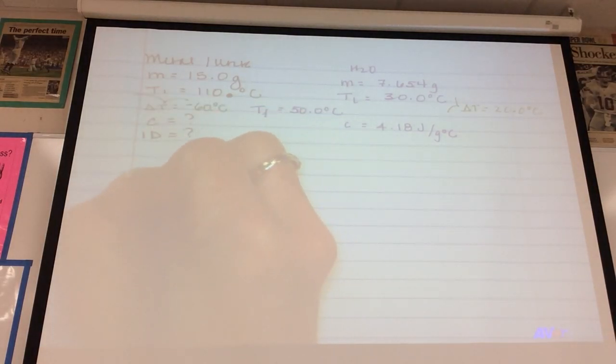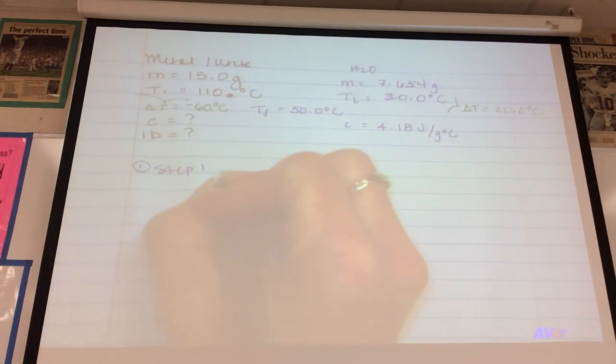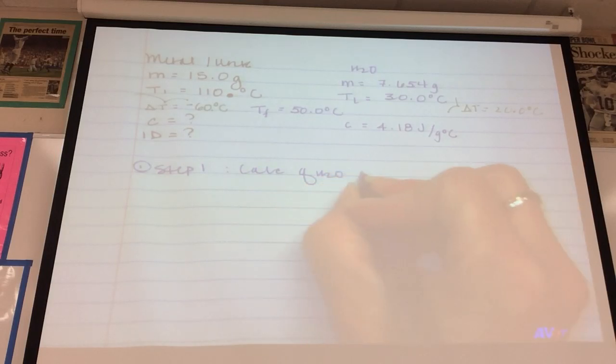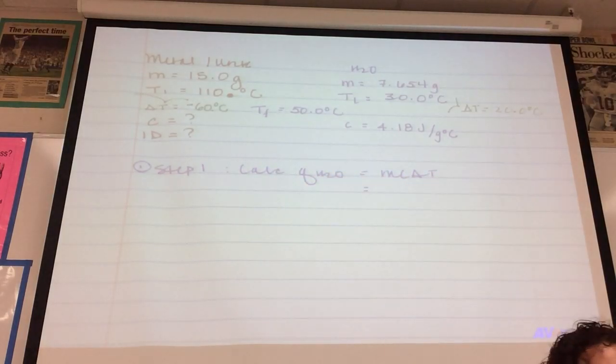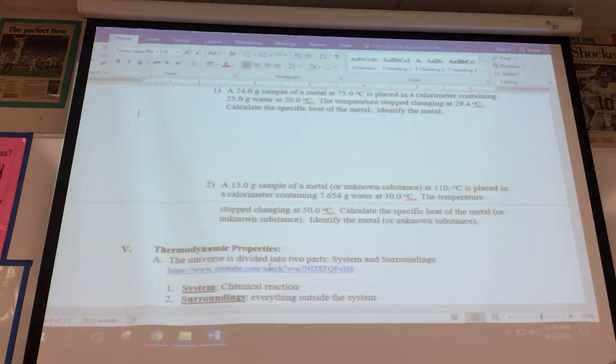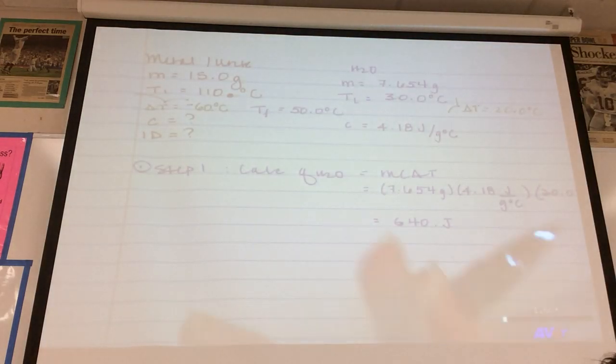In the first step, we want to calculate the Q of the water. That's MC delta T. Take a minute to calculate the Q of the water. So we'll do it together, but you're going to do pieces to make sure you've got it. And what'd you get for the Q of water? I got 640 joules.